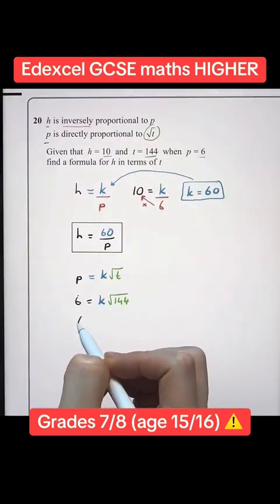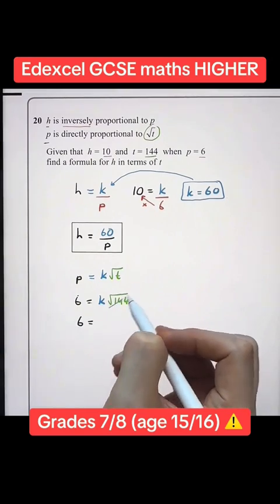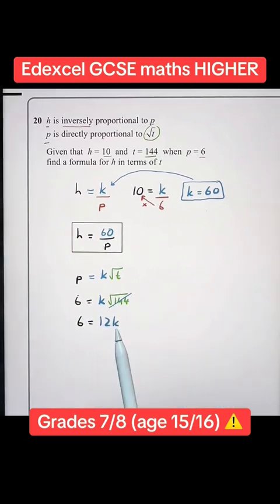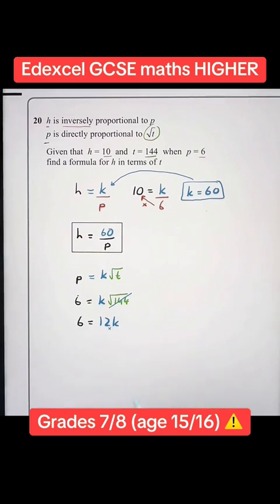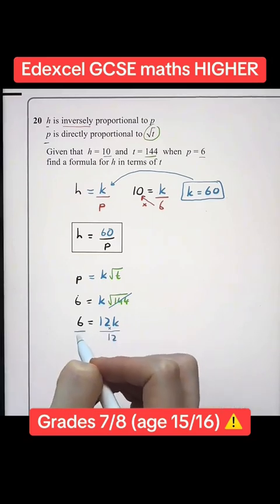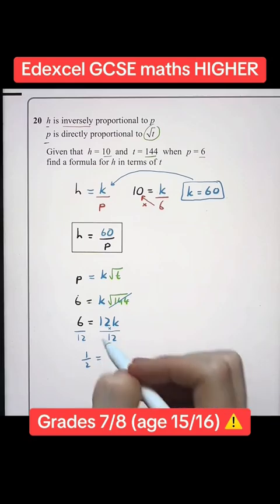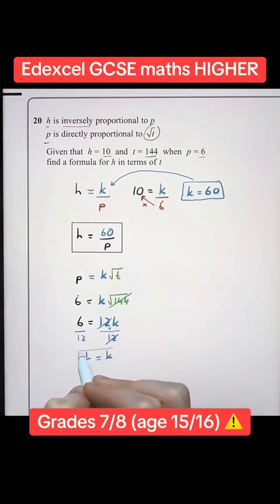Leaving the 6 alone on the left-hand side of my equation. On the right-hand side, I know the square root of 144 is 12. And 12 times K will give us 12K. As I want to find the value of K, I know 12K in algebra means 12 multiplied by K. Opposite times by 12, therefore, is divide both sides of my equation by 12. On the left-hand side, 6 divided by 12 will simplify to give us a half. And on the right-hand side, 12 over 12 will cancel to leave us with K. So therefore, K is equal to a half.